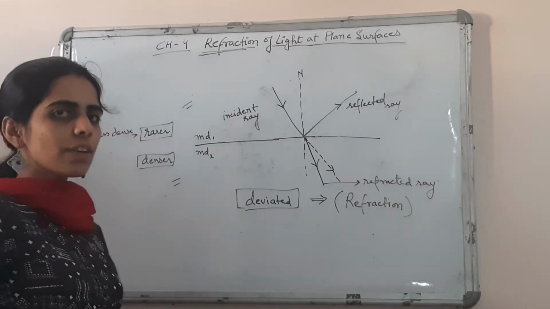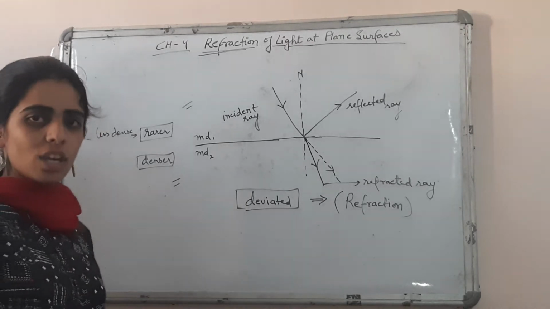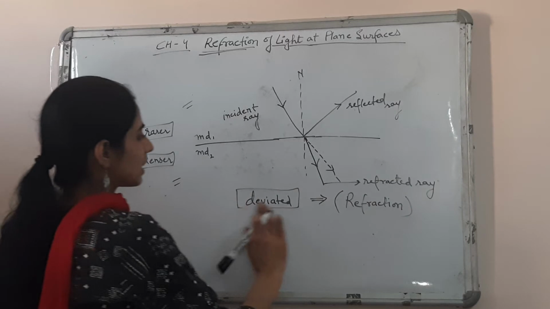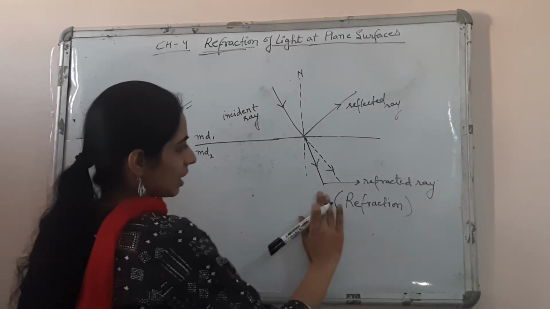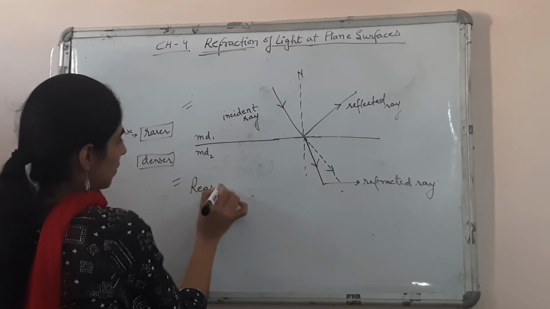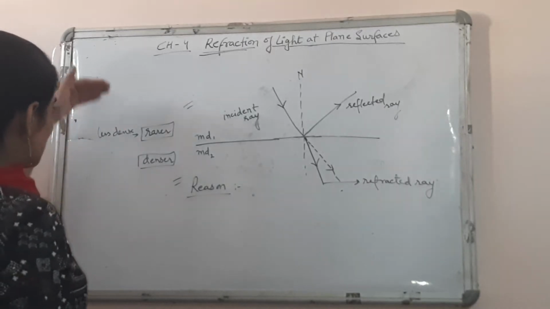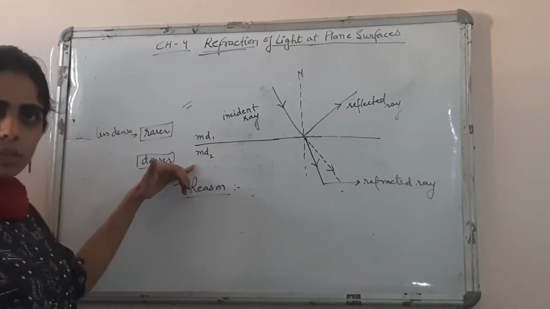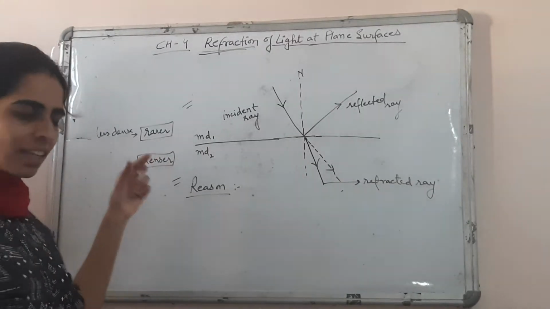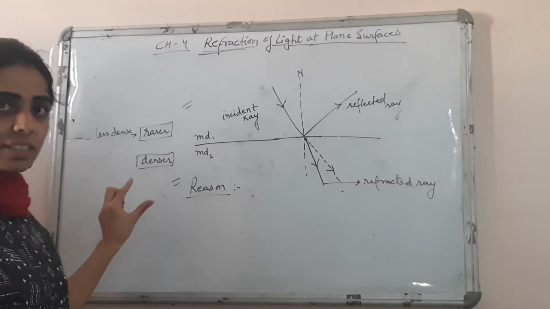So I know everyone must be thinking, ma'am, why does this phenomenon take place? What is the reason for refraction to occur? So let's understand the reason for the same. Children, the reason is because the medium is changing. See, we are coming from medium 1 to medium 2, and these two mediums have different density. Medium 1 is rarer and medium 2 is denser.